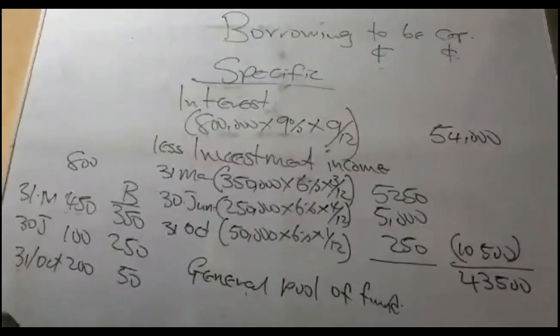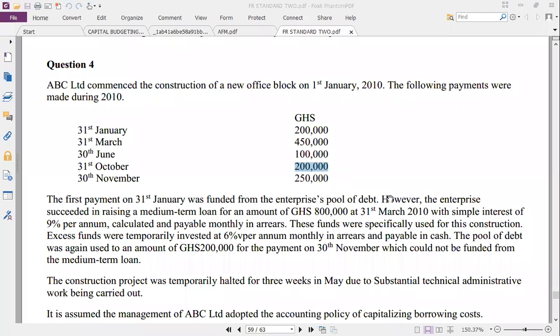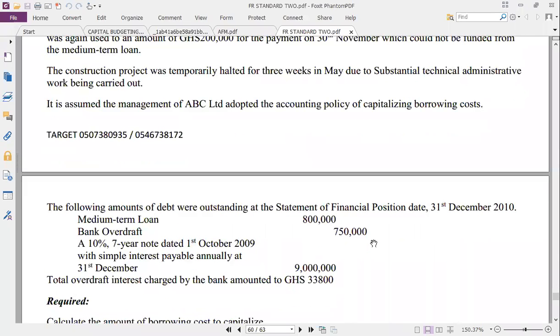Now that one, we have to calculate the capitalization rate first. So let's go to the question and pick the items that will help us to calculate the capitalization rate. So we need the debts. Medium term loan is 800,000. Okay, that one is for specific, and that's what we use to construct this asset. So we are not going to include it in the calculation. It will not be part. So the bank loan of 750,000 with the interest of 33,800 during the year. Good. Then the 10% 7-year loan looks good.